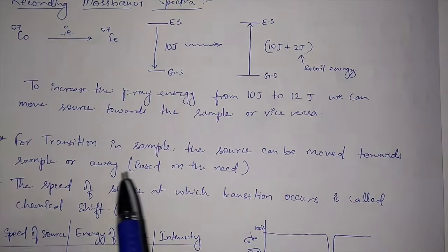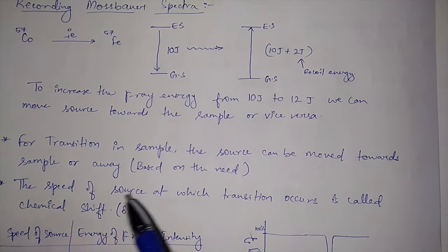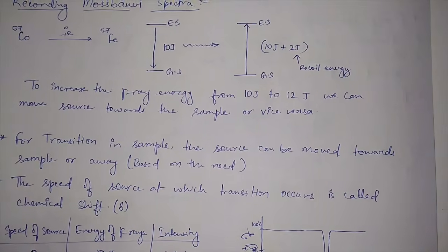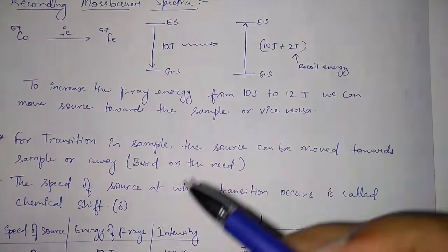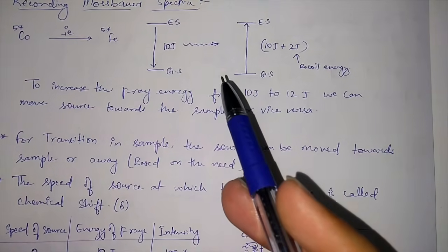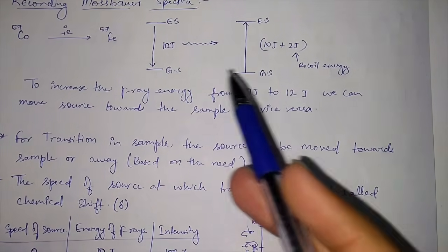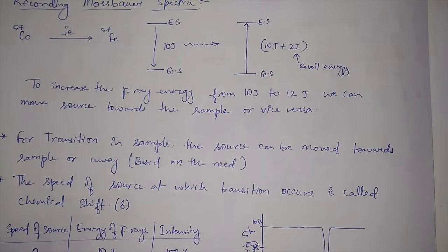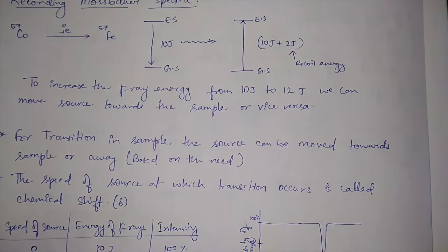So for the transition in the sample, the source can be moved towards the sample or away, depending upon what we need. If we need to increase the energy or decrease the energy, that depends on whether you move the source towards the sample or away from the sample. Now the speed at which the transition occurs is called the chemical shift.